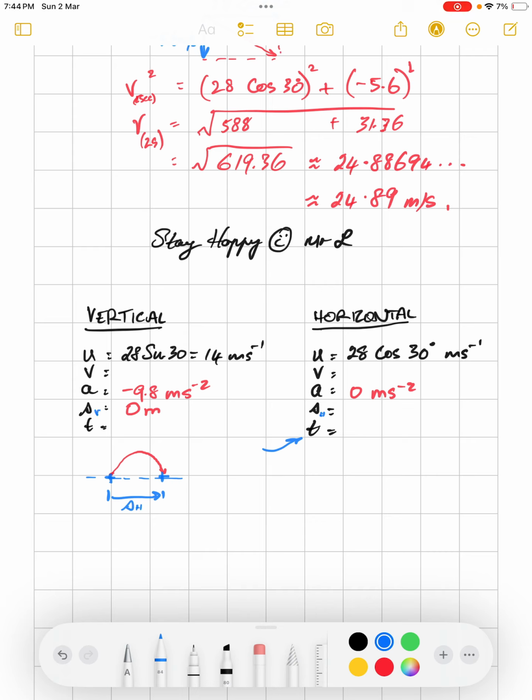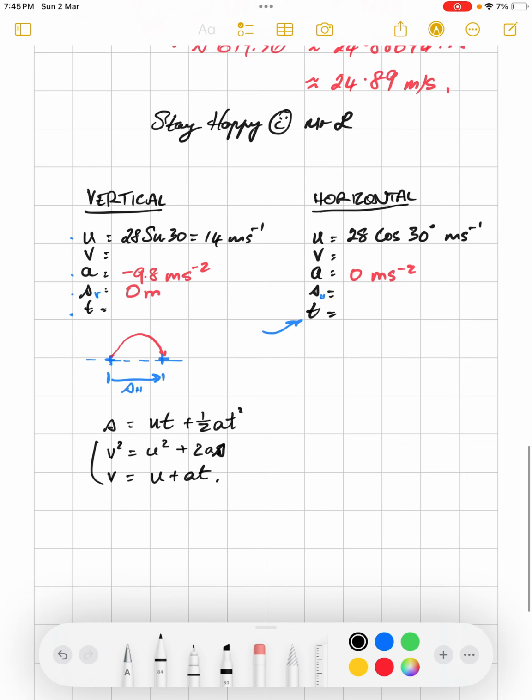The vertical is 0. So let's look at the formulas we've got, combining S, A, and T. We can say S equals UT plus half A T squared. We don't know its final velocity, so we can't use V squared equals U squared plus 2AS directly. We could use that and then use V equals U plus AT to get the time. That's fine as well, so you can combine those. I'm just going to go straight into S equals UT plus half AT squared.